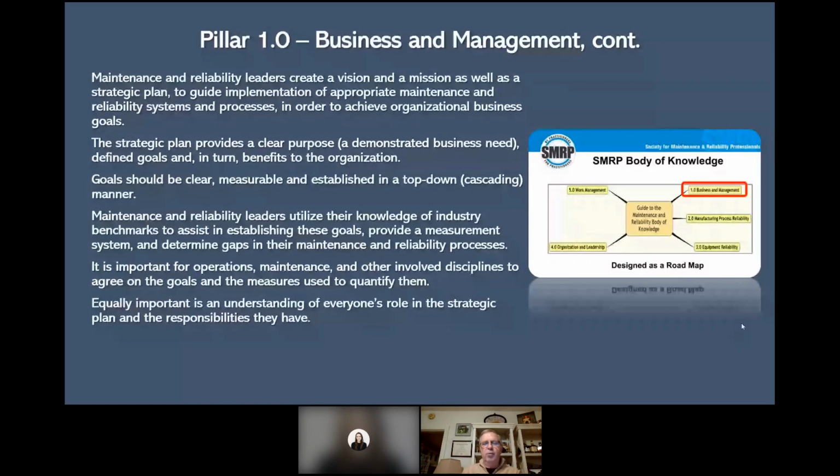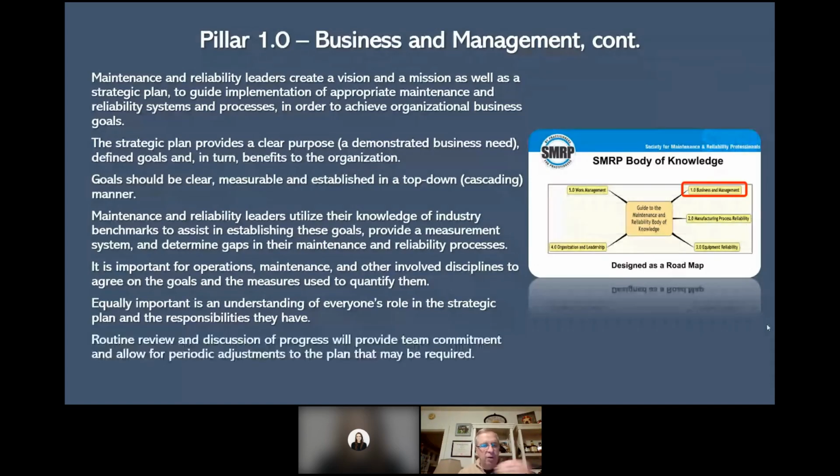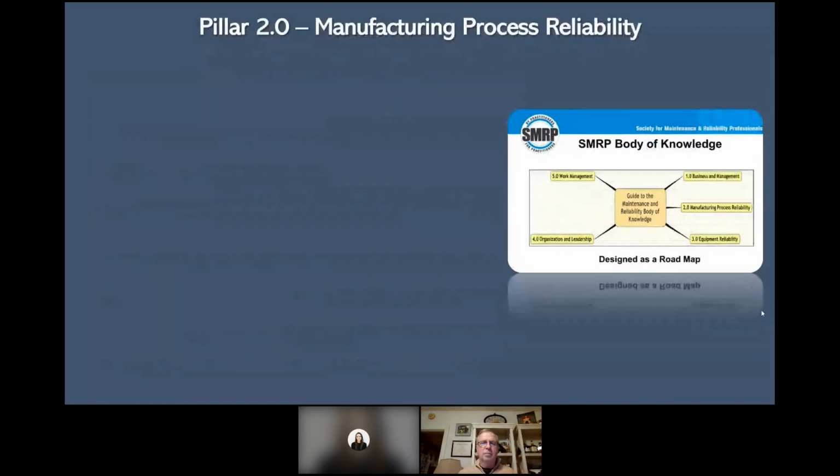That's why I like the RACI model. You've never heard of the RACI model? You can type in RACI, Ricky Smith, and you'll get overwhelmed with them. Because I believe you've got to define those roles and responsibilities. Very important. Routine review and discussion of progress will provide team commitment and allow for periodic adjustments to the plan. So it's all about adjusting the plan as needed or as required.